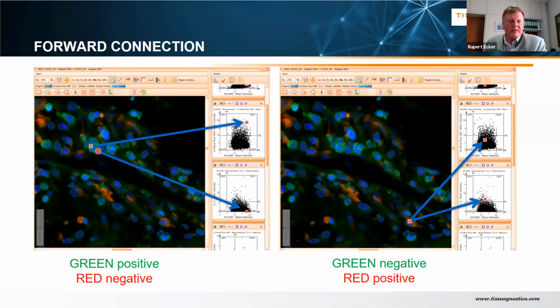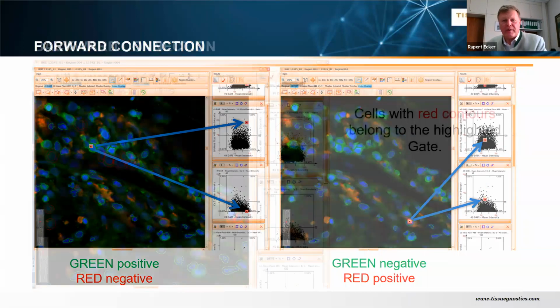And when we click on a cell, that starts blinking in the scattergram. So we see here lymphocyte positive, monocyte negative. If we click on a red cell, monocyte, we see lymphocyte negative, monocyte positive. Following our motto, from image to data, this is a step forward, and thus we call it the forward connection.